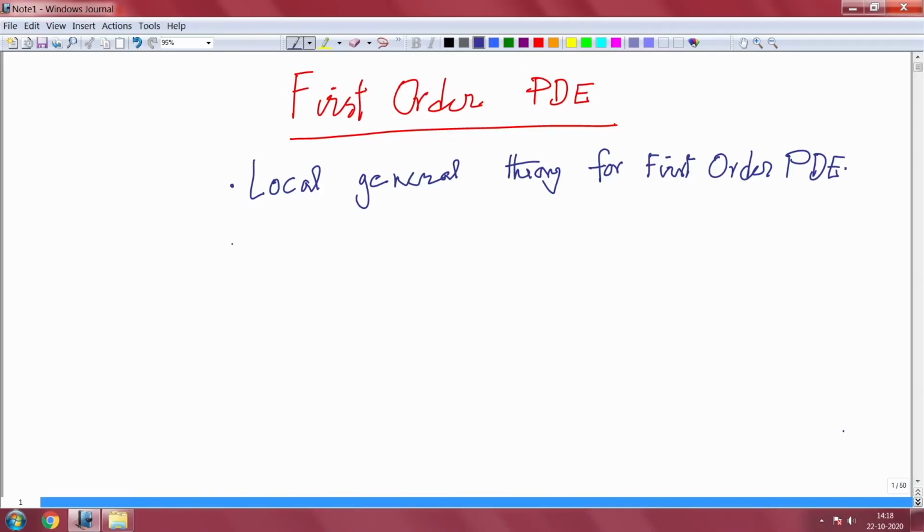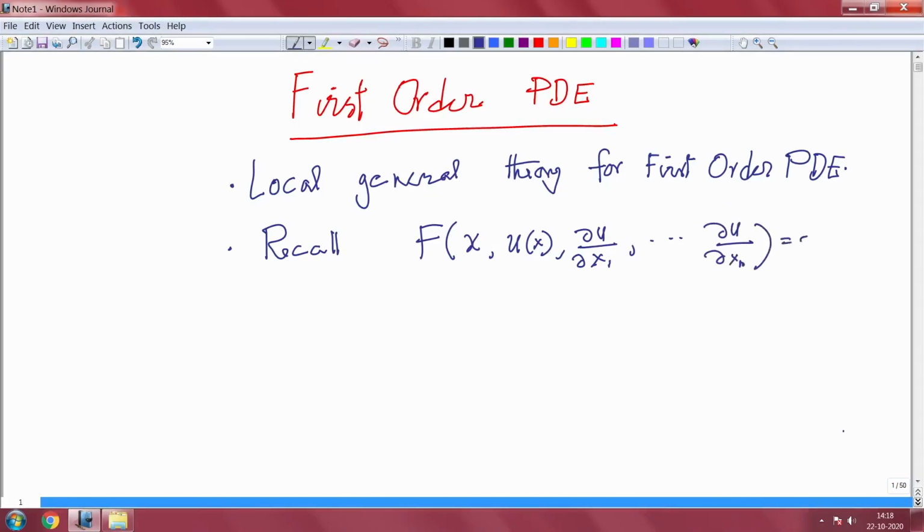Okay. So, let us recall the general first order PDE. You will have x, that is the independent variable, then you have an unknown function u, and then you have all your first order derivatives, du by dx1 etc. du by dxn, equal to 0, where x is your x1 etc. xn. That is the general form of your first order equations.